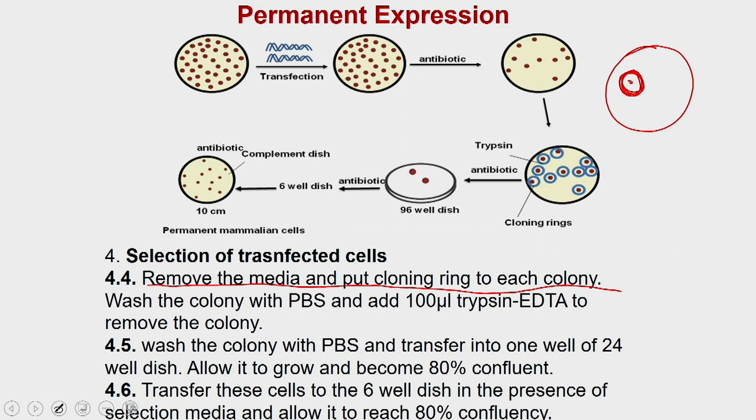Then you have to add 100 microliter trypsin EDTA. So you are going to isolate this colony simply by filling the cloning ring with 100 microliter of trypsin EDTA. Once you do that, the cells which are adhered will come off and be present in the liquid. Then you wash the colony with PBS and transfer this single colony into another 24 well dish and let it grow. Allow it to grow and become 80% confluent.